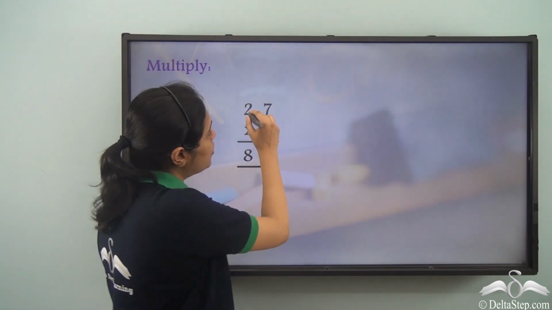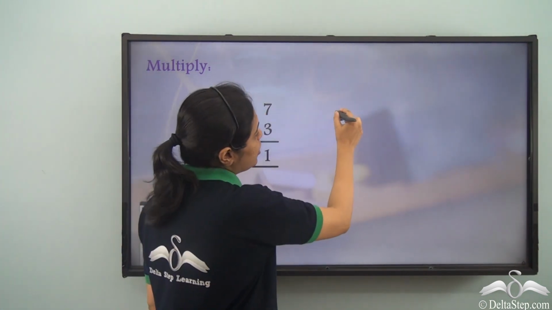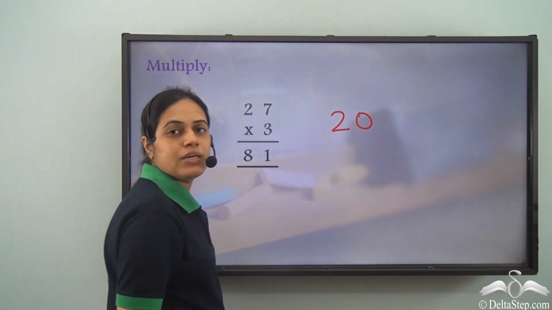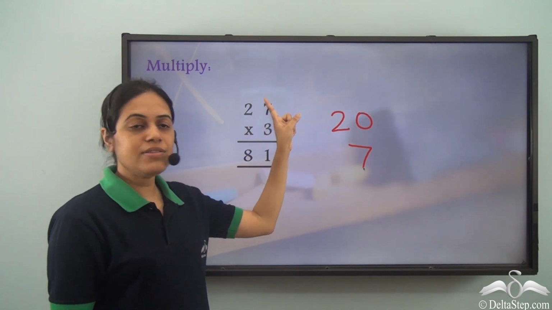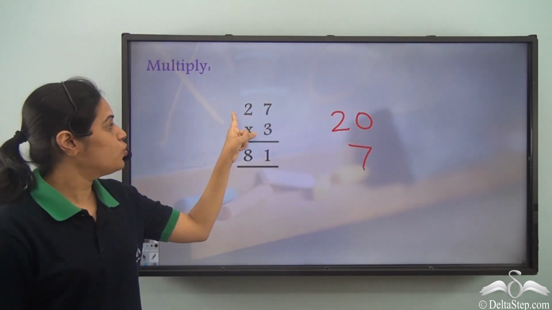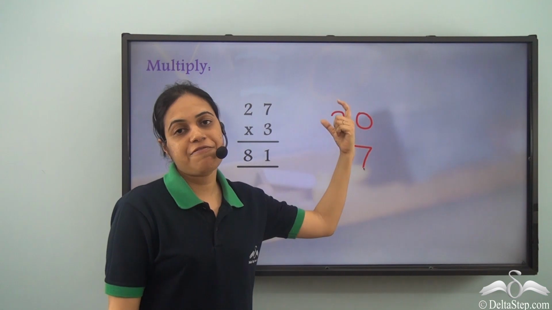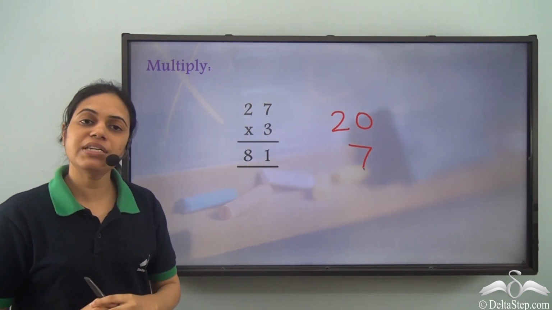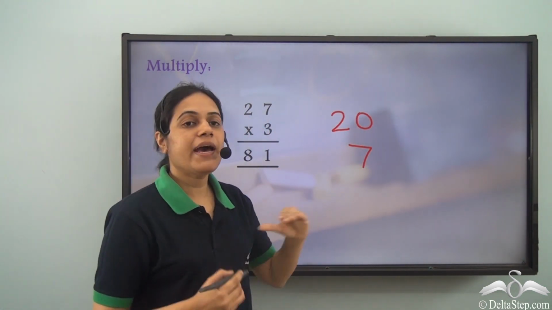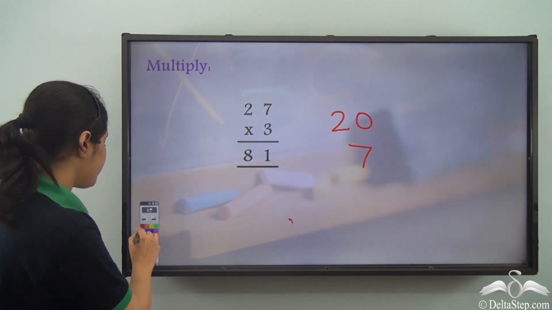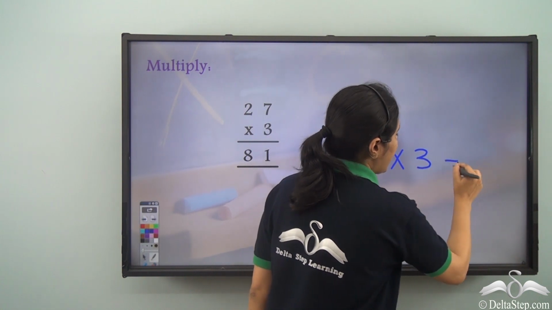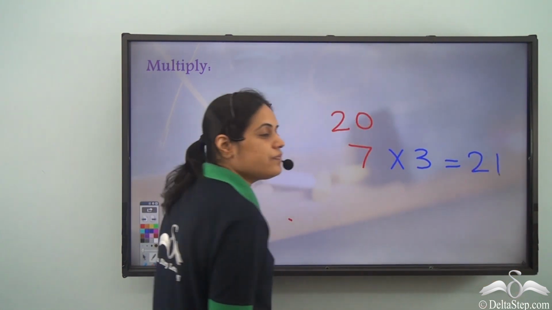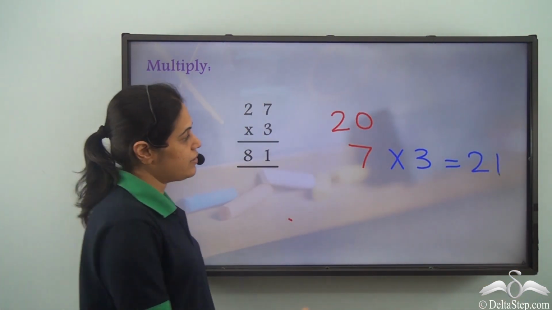Let us see. 27 means 20 plus 7, because I have 7 ones and 2 tens, so 20. If I add 20 and 7, I get 27. And I am multiplying these by 3. So if I multiply 7 by 3, I get 21. 7 into 3 is 21.